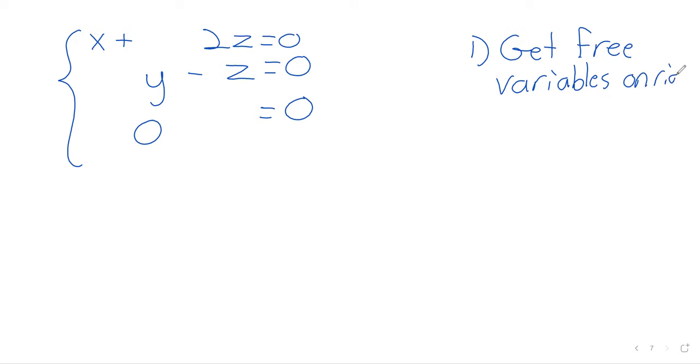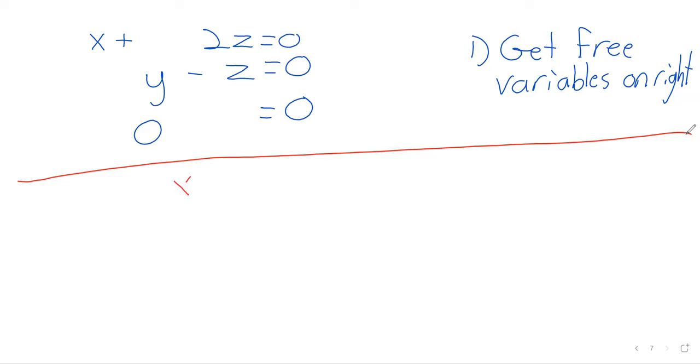on the right. So when we have systems of linear equations, we have our variables all together on the left. But we're done with that. We're going to get our free variables on the right. And in this case, we only have one free variable, and it's z. So we'll subtract that 2z over. Let's write that 1 in, y equals z is the same as y equals 1z.